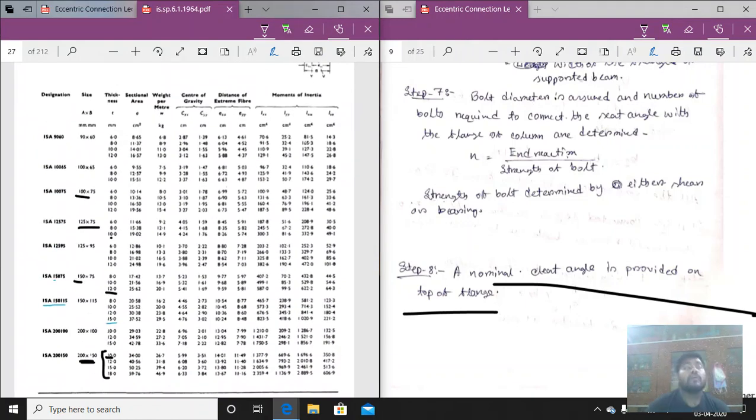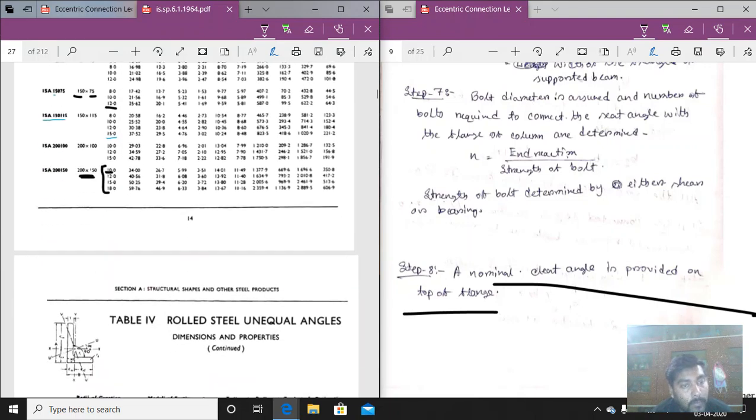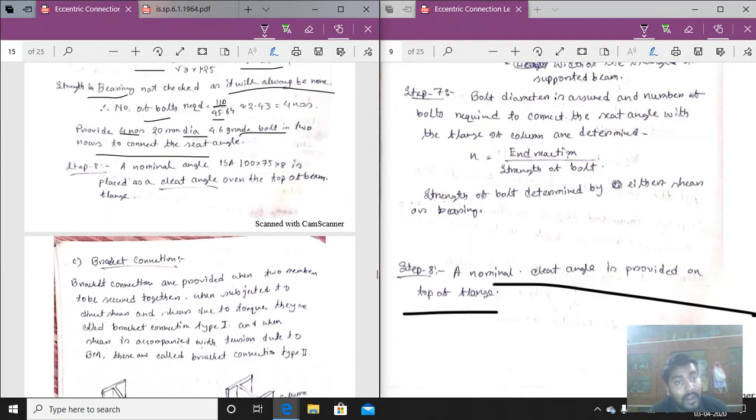It is my suggestion to always try to keep the outstanding leg length of the cleat angle the same as that of the seat angle. As we are taking the seat angle length as 75, the length of the cleat angle is also taken as 75. So 100 into 75 into, you can provide 10 mm. I am providing here 100 into 75 into 8 mm as a cleat angle over the top of the flange. So this is the connection for the design of the unstiffened seat connection.